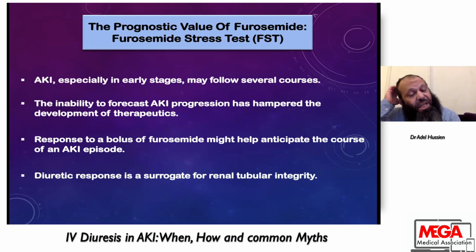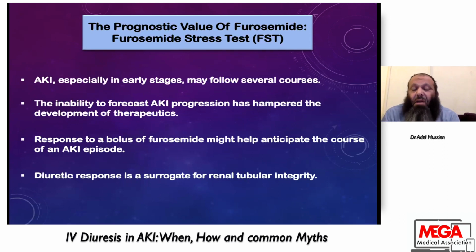The prognostication is important. Why? Because you have to validate a test or a score or an intervention to prognosticate the value of using furosemide in AKI. AKI, especially in its early stages, may follow several courses, as we know. The inability to forecast the progression has hampered the development of other therapeutics. Also, the response to boluses of furosemide might help to anticipate the course of an AKI episode.